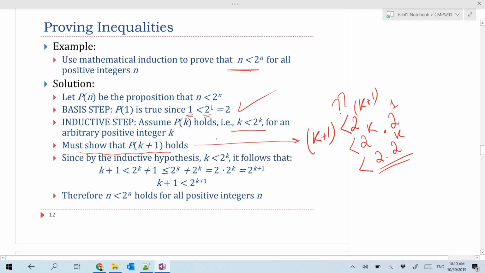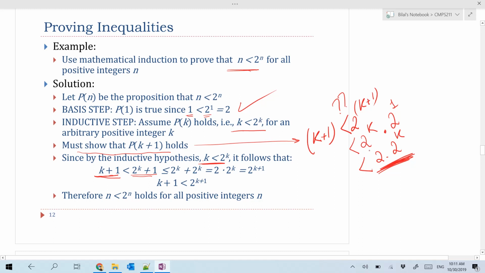With inequalities, often we start with the hypothesis right away, and then we start adding bits to each side until we reach the final format. So here we have k less than 2 to the power k. If we add 1 to both sides, this gives us that k plus 1 is strictly less than 2 to the power k plus 1. Nevertheless, what we want to reach is this form here. It's not really the same.